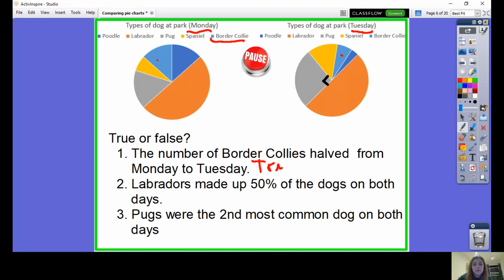That is true. Labradors made up 50% of the dogs on both days. Labrador is orange. This is 1/2. The circle is split into half by its diameter, and also here as well. So that is true too.